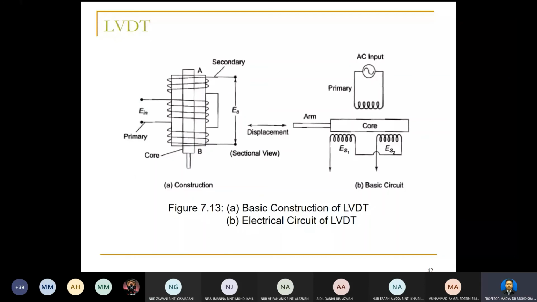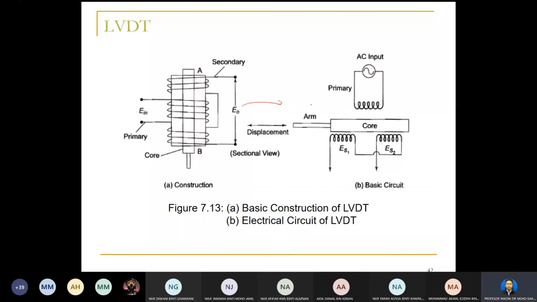Okay, and then from this we convert into the electrical circuit. So you can see this one. This is our core here. This is what we call the primary, and then this is the core, and this is the secondary. Sorry, this is the primary, and this is from our AC input. From this part, you can see we convert from the basic construction of the LVDT to the electrical circuit.